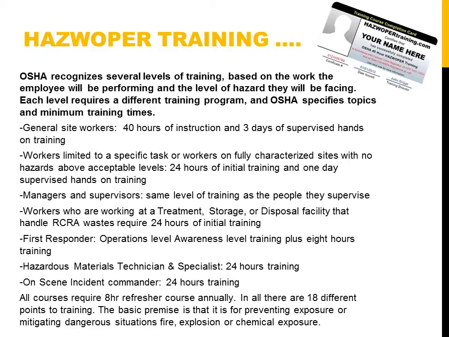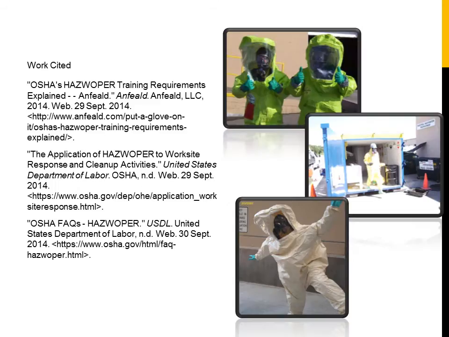Hazardous materials technicians and specialists require 24 hours of training plus additional training to achieve competency in several areas. On-scene incident commanders require 24 hours of training plus additional training to achieve competency in several areas. In all, there are 18 different points to training. The basic premise is preventing exposure or mitigating dangerous situations: fire, explosion, or chemical exposure.